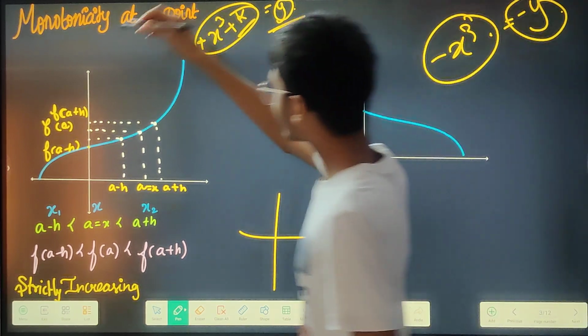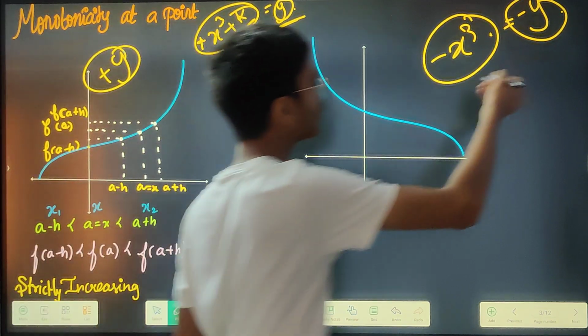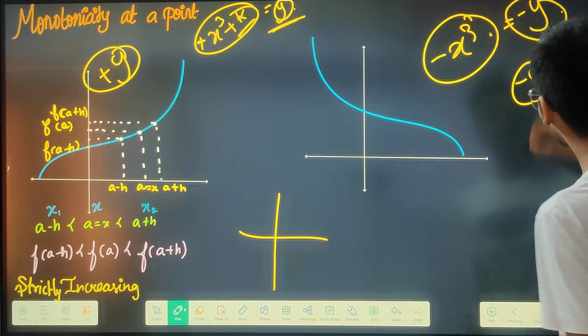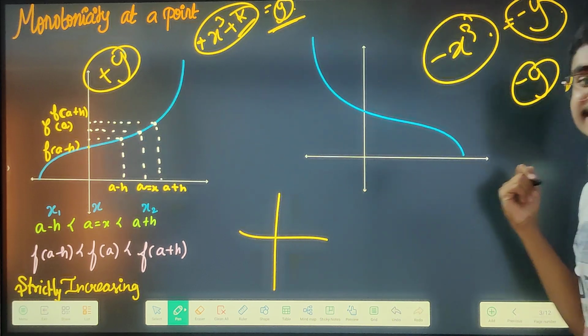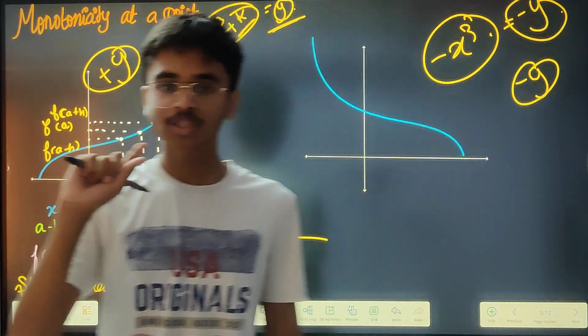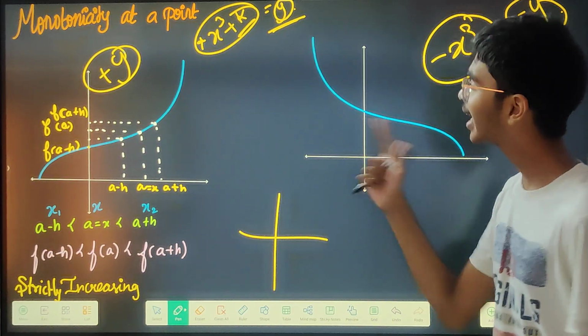If the equation of this graph is plus y, then the equation of this graph will be minus y. Then it will be decreasing. For plus y, if it is increasing, then for negative y, it will be decreasing. So all you have to do is multiply the negative sign to it.